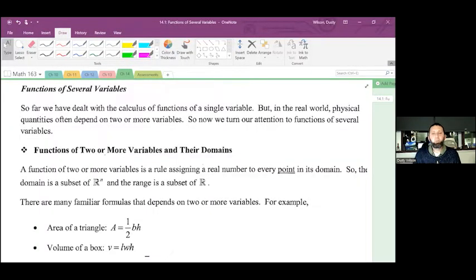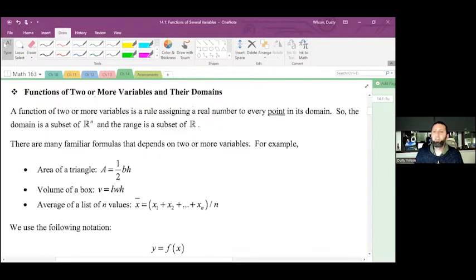Functions of several variables. So far, we've dealt with the calculus of functions of a single variable. But in the real world, physical quantities often depend on two or more variables. So now we turn our attention to functions of several variables. Functions of two or more variables and their domains.